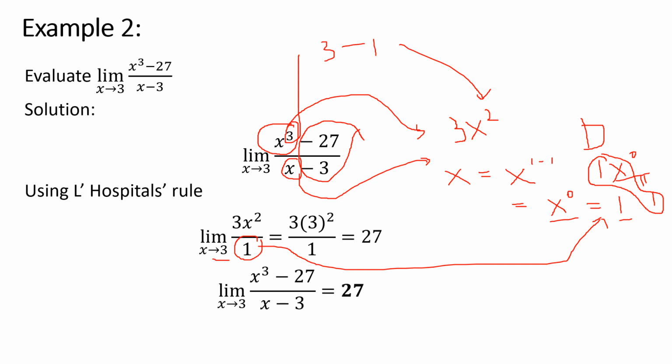So we simply substitute 3 as a value of your x. So that will be 3 multiplied by 3 squared, over 1. So 3 squared is equal to 9, multiplied by 3. So that will be 27 over 1. That will be 27. So therefore, the value of the limit of x cubed minus 27 over x minus 3 when x approaches 3 is equal to 27.